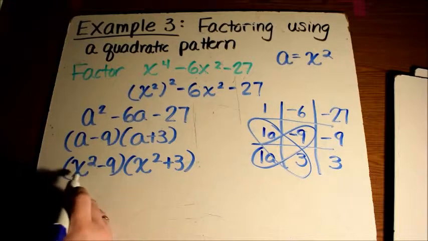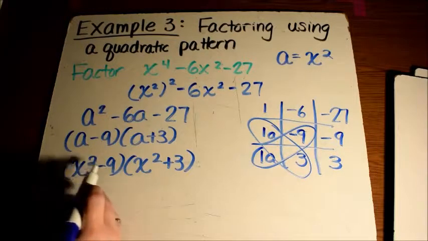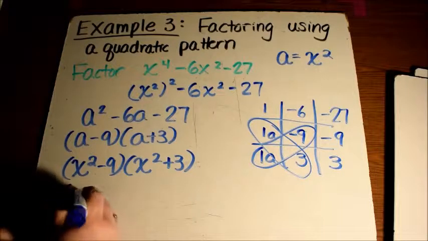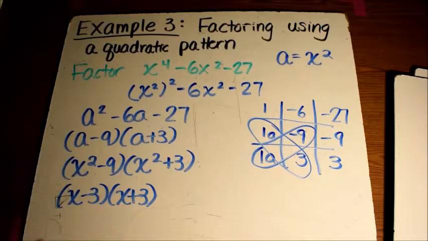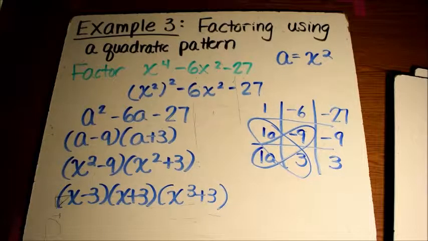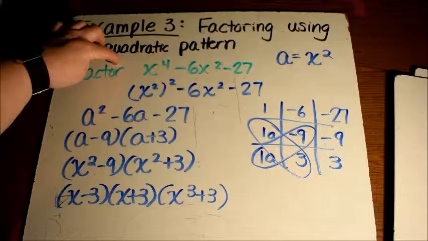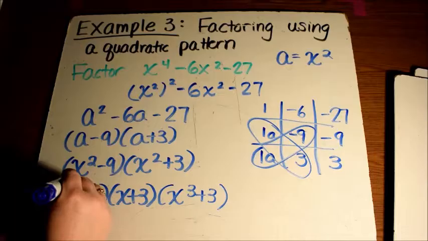Well, look at this. That looks kind of familiar. Looks like a difference of squares. We could split this up into x minus 3 and x plus 3. If you're a little suspicious, pause the video and use the tic-tac-toe to figure out what your two factors would be. This isn't a difference of squares, so we're just going to leave it as x squared plus 3. So we used a quadratic pattern, this is the pattern, to completely factor that polynomial.